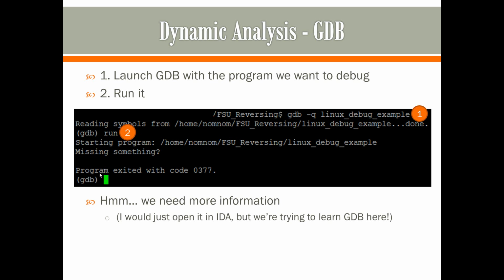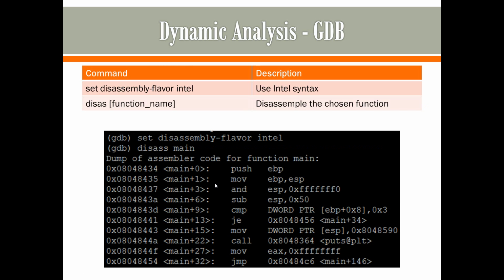I'm going to go ahead and type run here. Then we see a message on the screen, missing something, and the program exits. So we're clearly missing something here. We need a little bit more information. I would just open it in IDA, but we're trying to learn GDB. So let's use GDB to figure out a little bit more about what's going on here and why our program just exited telling us we're missing something.